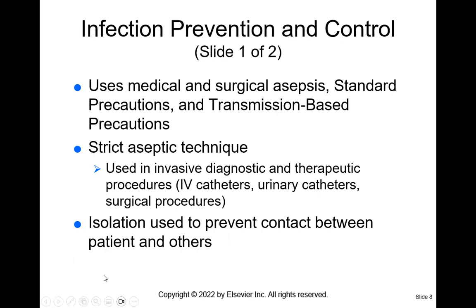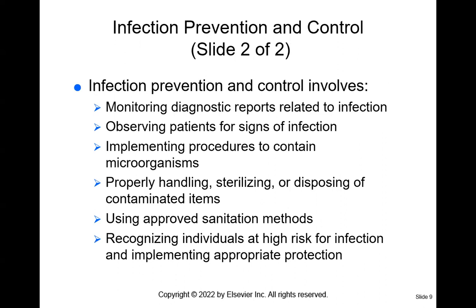Okay. So the other thing that we need to do for our patients is to monitor them, right? And so we're looking at the diagnostic reports, we're looking at lab values. Excuse me, we're observing the patients for signs of infection. That could be fever. That shows us that the patient may have a systemic infection. A localized infection could be redness at the site, warmth, and also edema or swelling. We're going to also implement procedures to contain the microorganisms. And so that could range from hand washing, disinfecting, sanitizing, sterilization, disposing of contaminated items. These are all things that we're going to do to keep the patient's risk of getting a healthcare associated infection at a minimum. We're also going to look and recognize individuals that are at high risk.